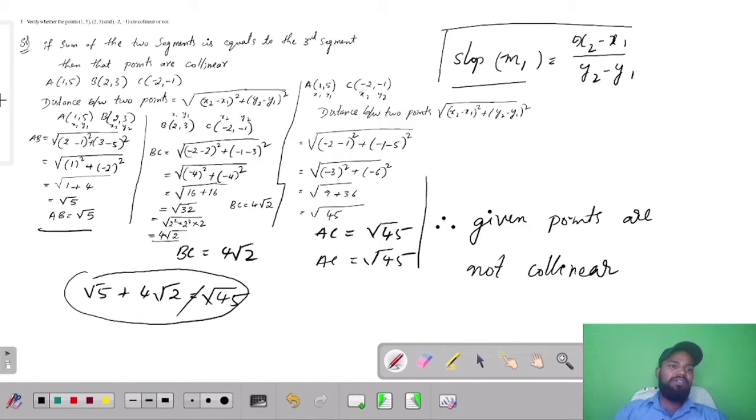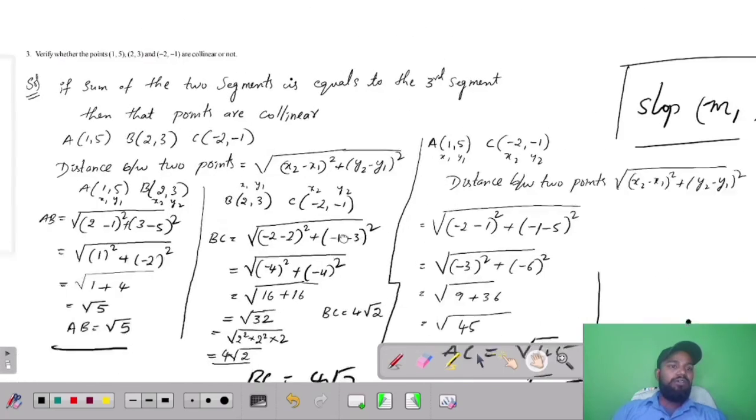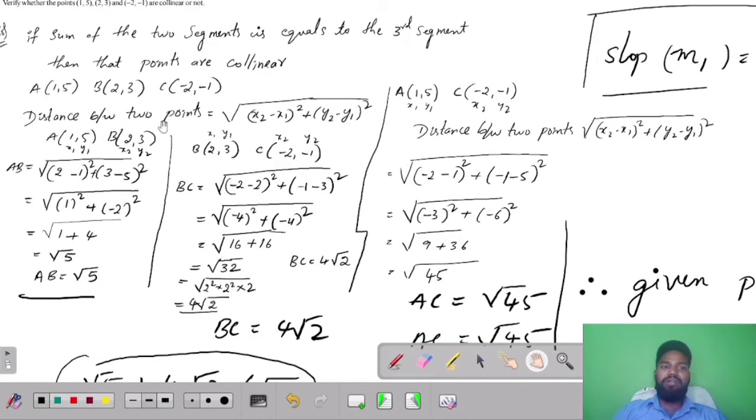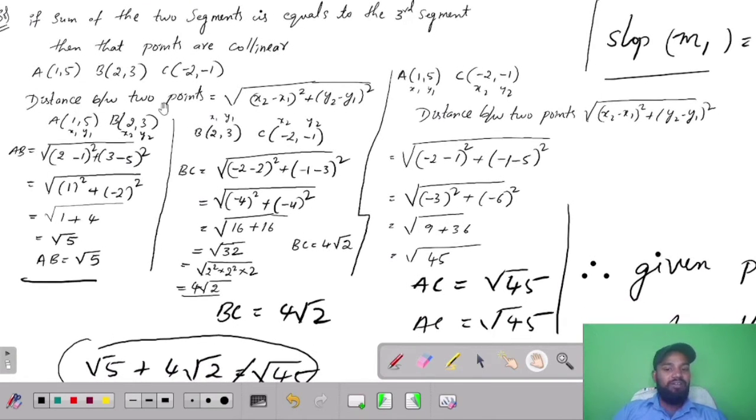Can I explain once again? Okay, I will explain it. Verify whether the points 1 comma 5, 2 comma 3 and minus 2 comma 1 are collinear or not. If the sum of two segments is equal to the third segment, then the points are said to be collinear. This is the condition. So I am taking A, B, C as the points. First I am finding the distance between A and B, substituting the A and B values in the formula.